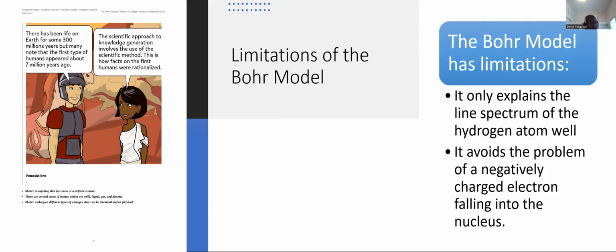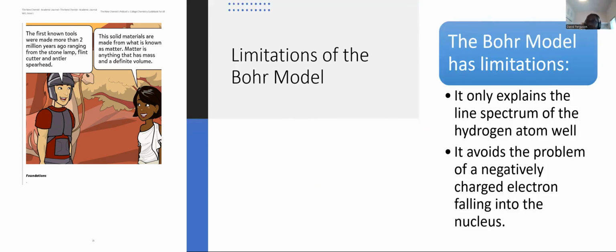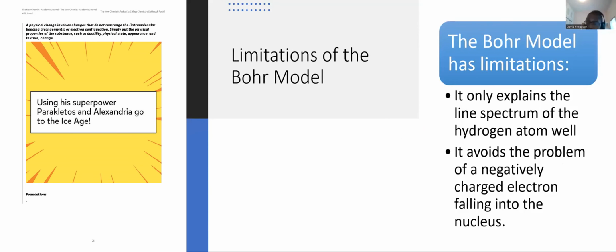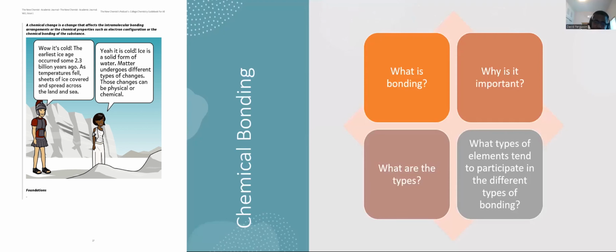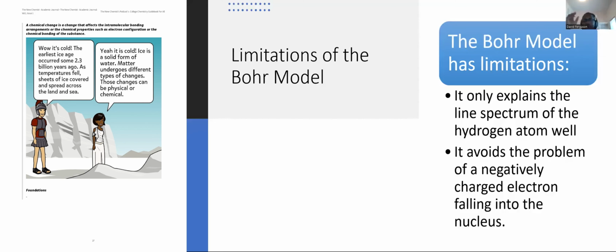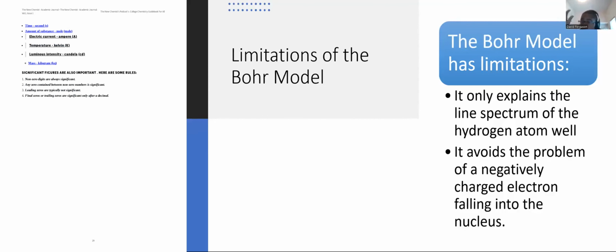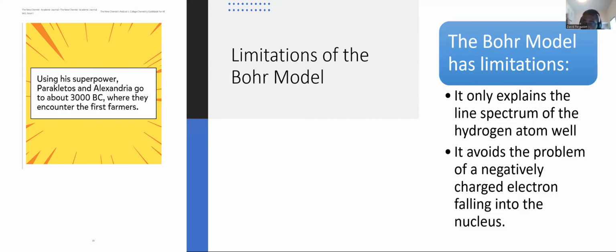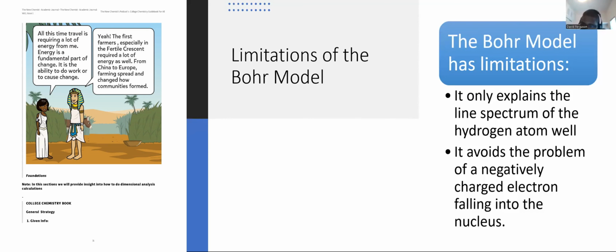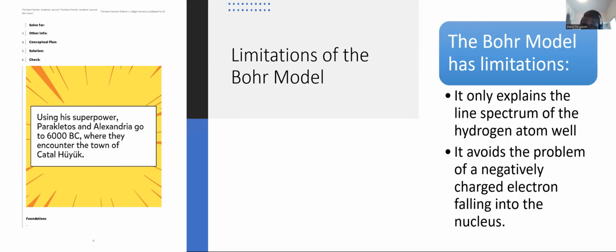The Bohr model had limitations. It only explains the line spectrum of the hydrogen atom well, and it avoids the problem of a negatively charged electron falling into the nucleus. Now, one can ask, why at that time were models explaining only the hydrogen atom well? Whether it is their capacity, their computational power, you can say that may be a possibility, because if you think back in history, Schrödinger's equation worked best at the time for describing the hydrogen atom. However, as we gained more computational power, we were able to describe multi-electron systems, or atoms with more than one electron.